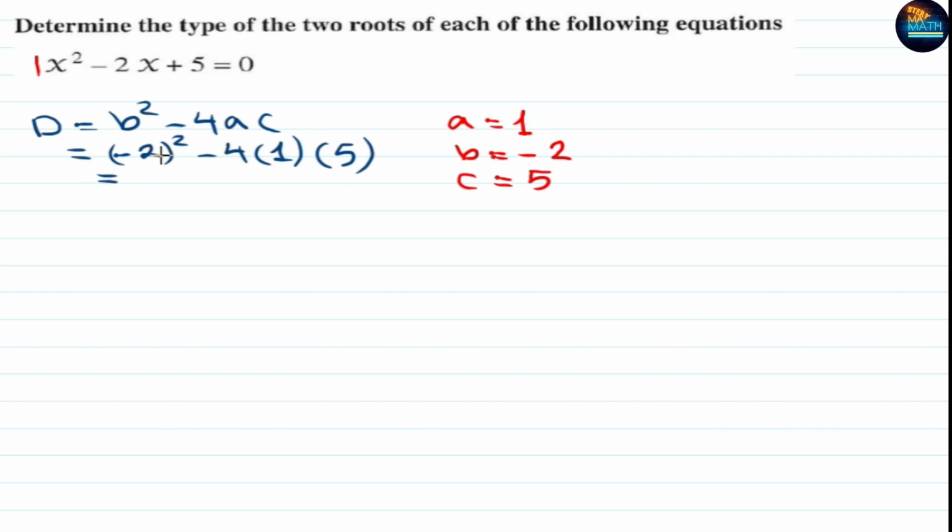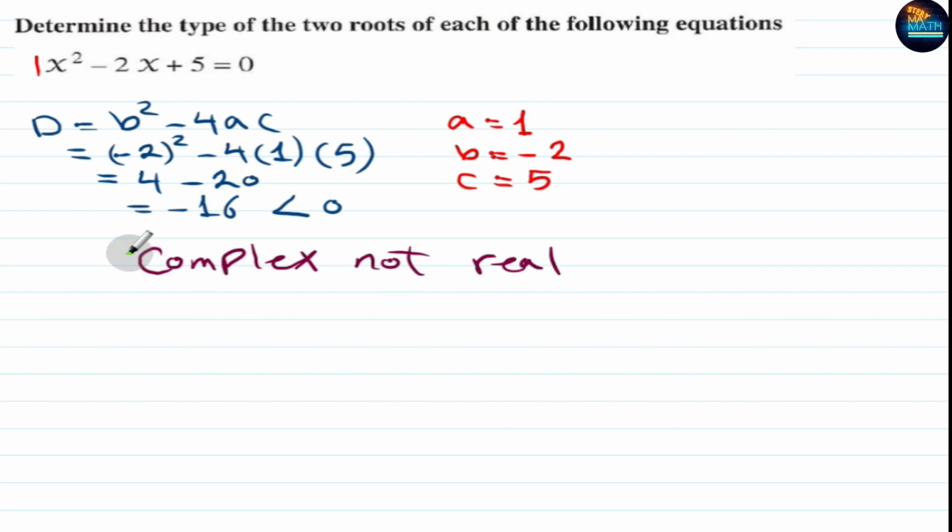And let's do the math. Negative 2 squared is equal to 4. Negative 4 times 1 times 5 is equal to negative 20. So 4 minus 20 is equal to negative 16. Now the discriminant is smaller than 0, which is negative. That means we have two roots that are complex and not real.